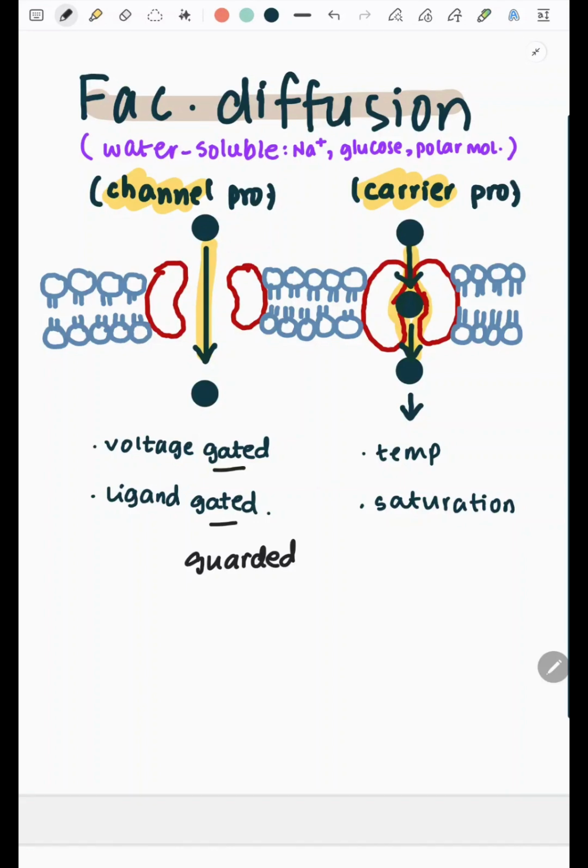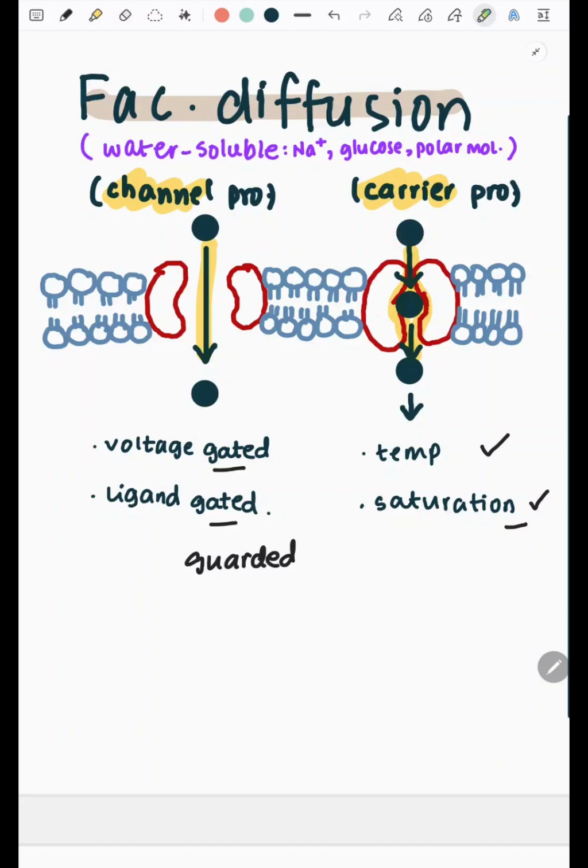The carrier proteins are controlled by the temperature and the saturation. Saturation means the concentration on both sides of the membrane. How many carrier proteins have been occupied by the molecule? This is called the saturation. If all of them are occupied, then the saturation is maximum, and if only one or two are occupied, then the saturation is minimum. They are affected by temperature because temperature changes the structure of proteins, and the proteins have specific charges inside them that can bind to the incoming molecule and transport it. So the temperature changes the structure of the protein, and hence they cannot bind to the incoming molecule and cannot transport them.